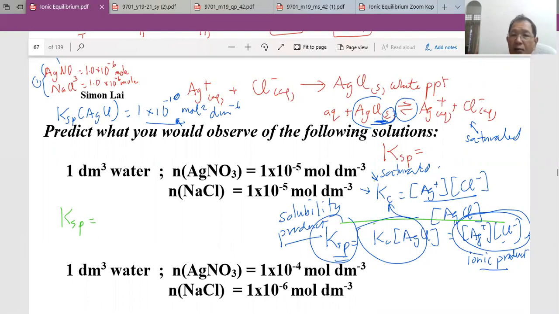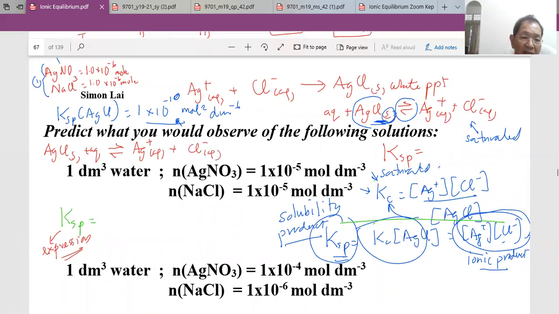Very simple. Okay, I'm going to use the red here, so easy to see. Okay, how to write this is called expression. You can see expression is a regular question of Ksp. So to write it, obviously you need to write the equation first. So silver chloride solid, reversible, gives you Ag plus, plus what? Cl minus. It means it will dissolve a very small amount. So remember, it's an ionic product, Ag plus times Cl minus. This is the one here.